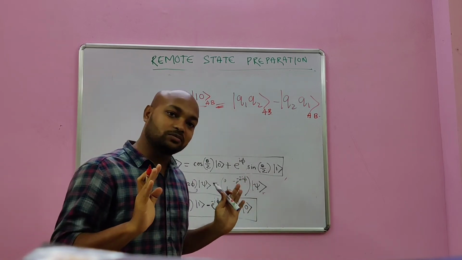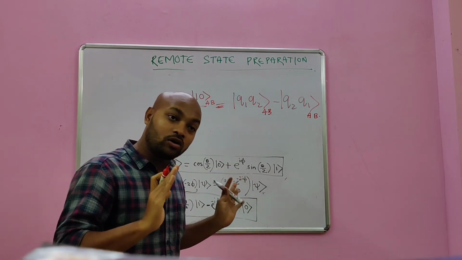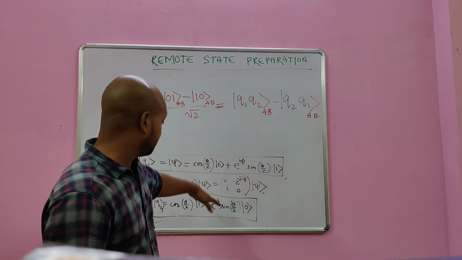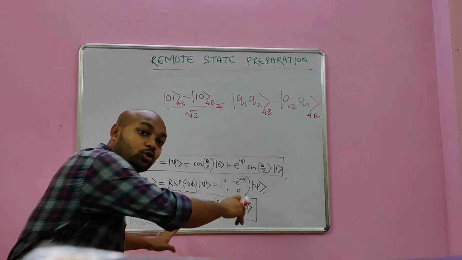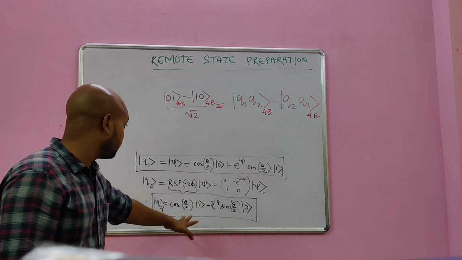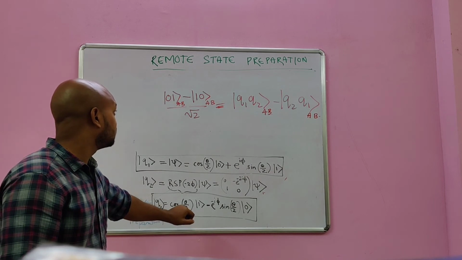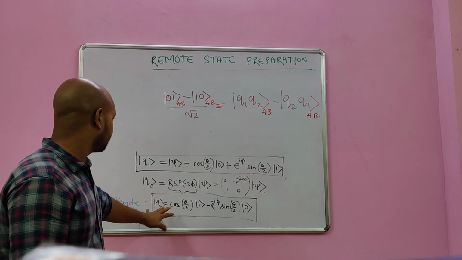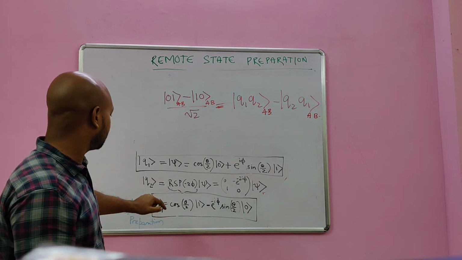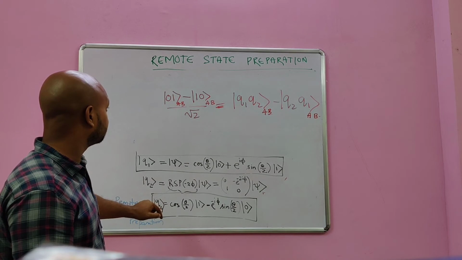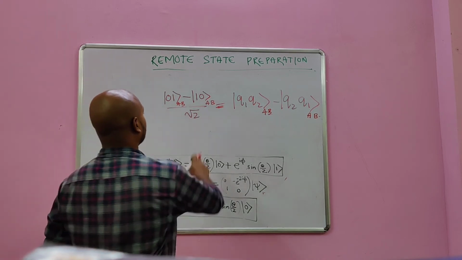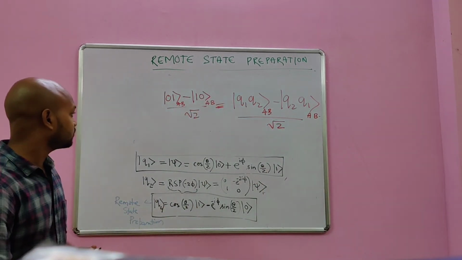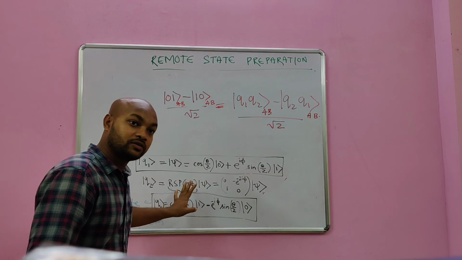Now comes the crux of the story. Everything fits automatically. See, nowhere do you find the... So it was 0, 1, minus 1, 0 equal to Q1, Q2, minus Q2, Q1, but you have a square root 2. For this root 2, I'll put a root 2. Now everything fits? Okay.